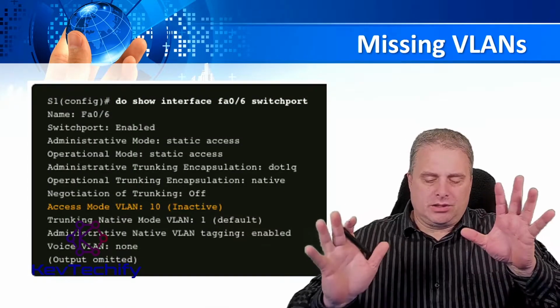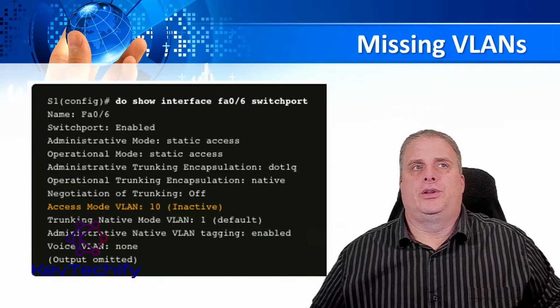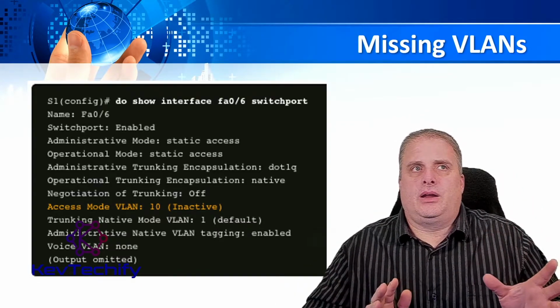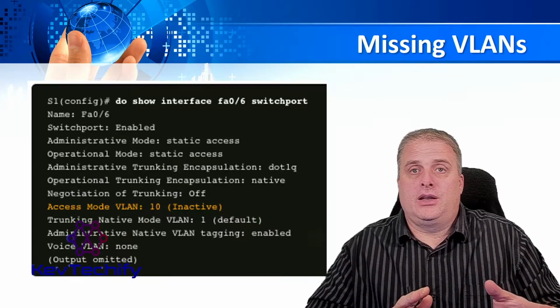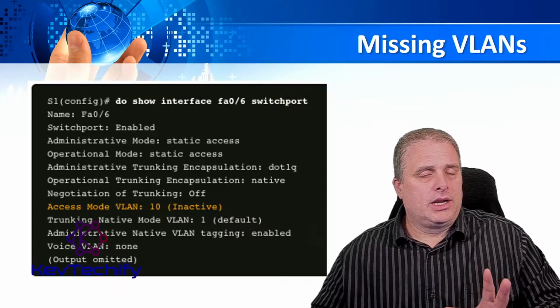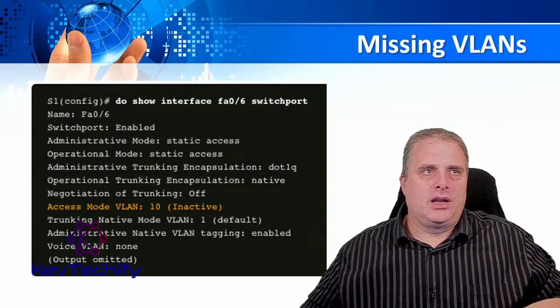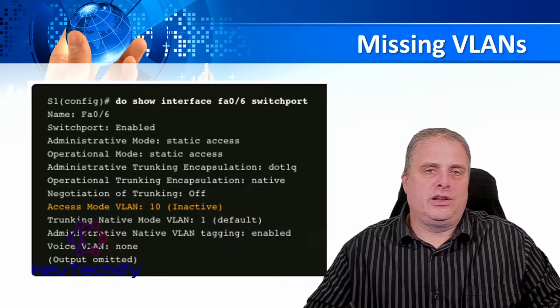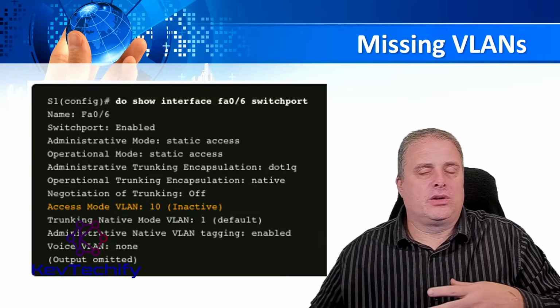Missing VLANs could definitely be a problem you run into. Now, this could be caused if the VLAN was never created. You got busy and you thought you created it, but you actually never did. So it was just never created. Maybe you accidentally deleted it. You were going to delete VLAN 20 and instead you deleted VLAN 30 by accident.